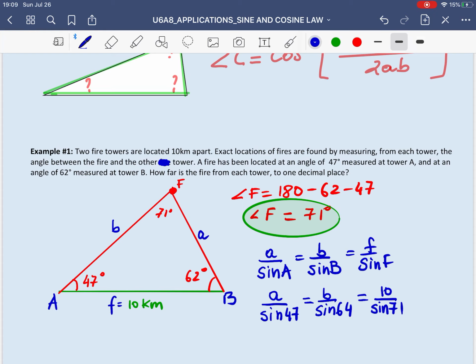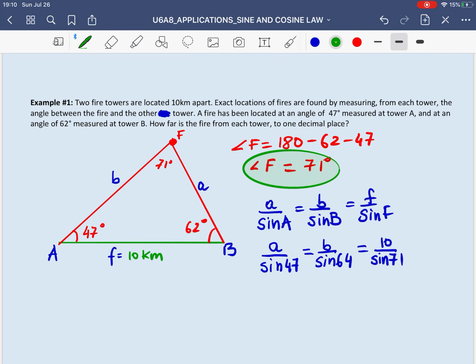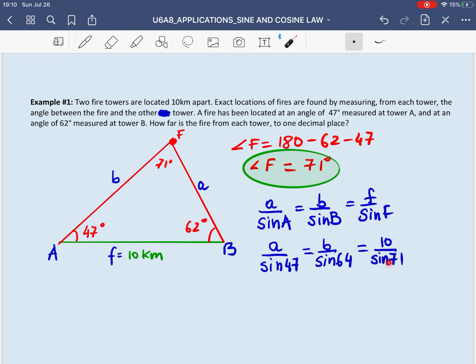So I have to think now, what side do I have to find first? Well, it's optional because it's easily seen. So we have to first locate the ratio where we have both numbers in. So we have the 10 and we have the sine of 71. So that's a ratio we must use for sure. The next ratio you want to use is whichever variable you want to find. So I am going to start with side A.